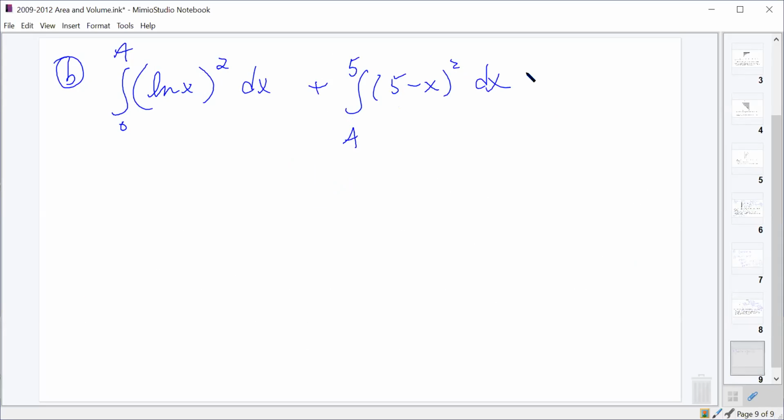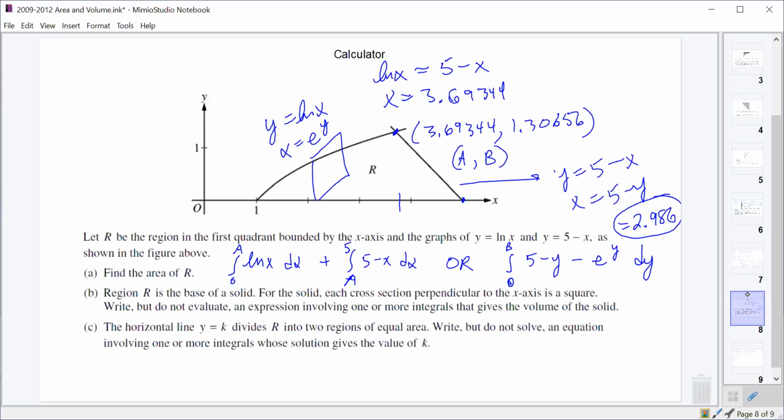Good or no? Good. All right. Part C. Part C says we got some horizontal line that divides this region into two sections of equal area. And we want to write, we don't need to solve it, an equation with one or more integrals that gives us the value of k.